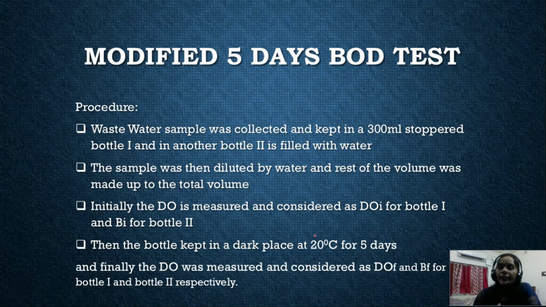Already you knew that. What is P? P is the dilution factor, which is the volume of wastewater divided by the total volume. Total volume, what is total volume? Total volume means whatever wastewater we have taken plus the water that we are using for the dilution purpose for our wastewater sample. Okay. So that is called P.